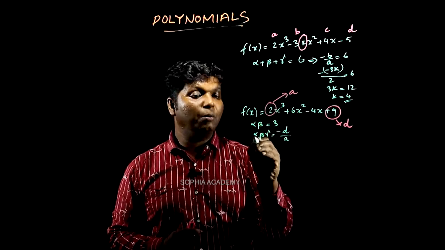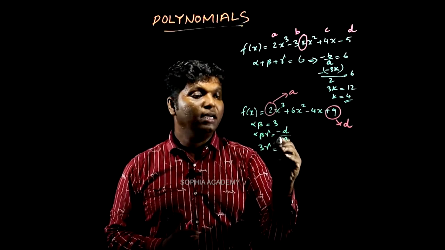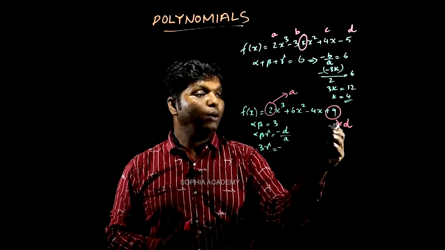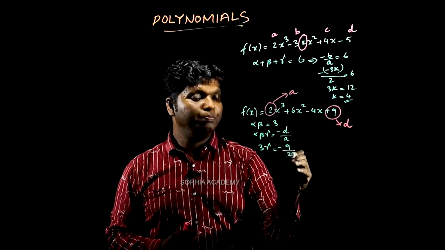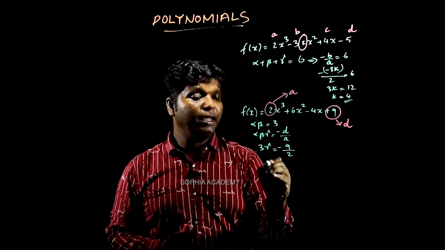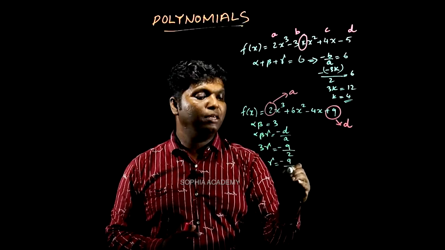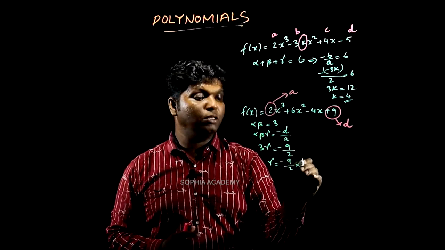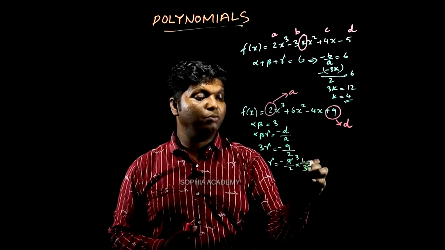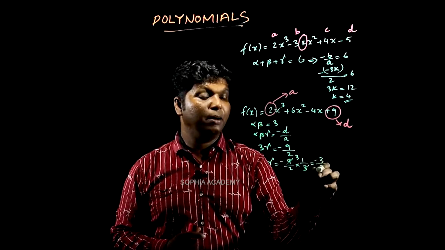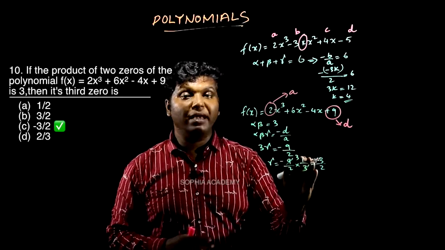So alpha, beta, gamma. Alpha into beta is already given, it is 3. So 3 gamma is equal to minus of, what is d? It is 9 divided by a, which is 2. Then cross multiplying, you can write gamma is equal to minus 9 by 2 into 1 by 3. The 3 and this will cancel together, and that's equal to minus 3 by 2. So you got the third root, it is minus 3 by 2.